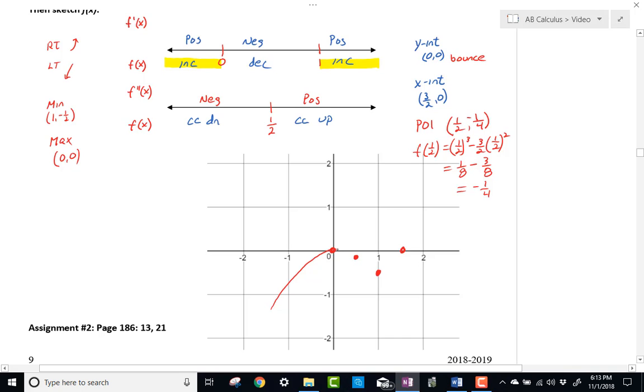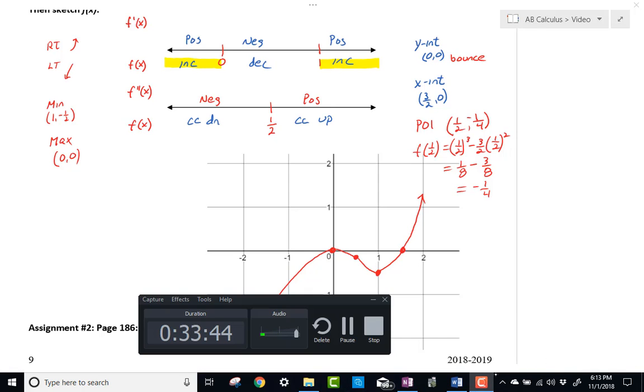So I'm curving down until that point, and then I turn concave up, and I'm still decreasing. So as I turn from concave down to concave up, I'm still decreasing. I'm still concave up, all right? And I'm concave up from 1/2 to infinity. And there's the graph of f of x. All right? And that's it for this lesson. All right, we'll do another one tomorrow.